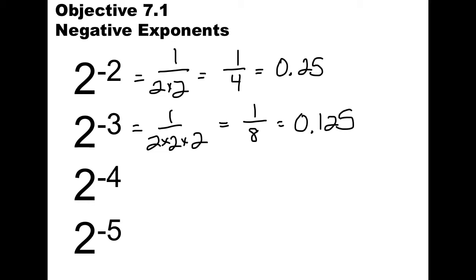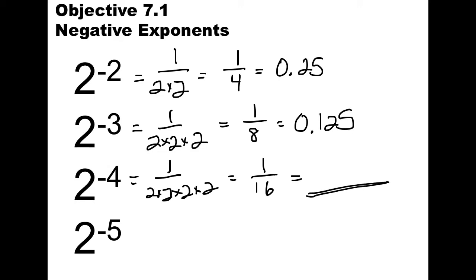Now we can go ahead and solve for 2 to the negative fourth power. You guessed it, the same pattern: 1 over 2 times 2 times 2 times 2. That's going to equal 1 over 2 times 2 is 4, times 2 is 8, times 2 is 16. And now, what is going to be my decimal right there?